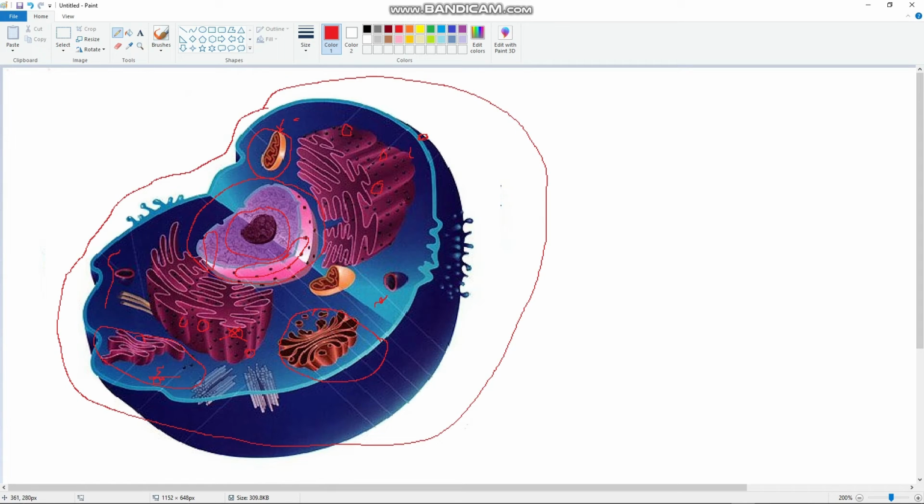Now I have discussed the ribosomes, but I haven't told you their function yet. Essentially the function of the ribosomes, well, it's to create proteins.